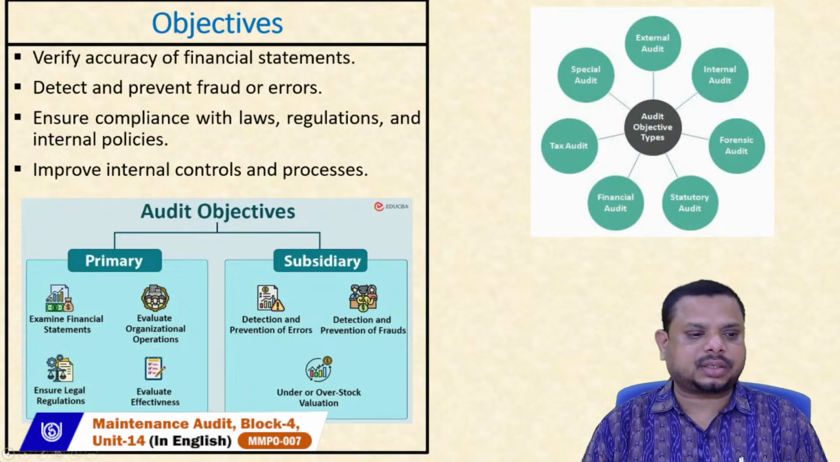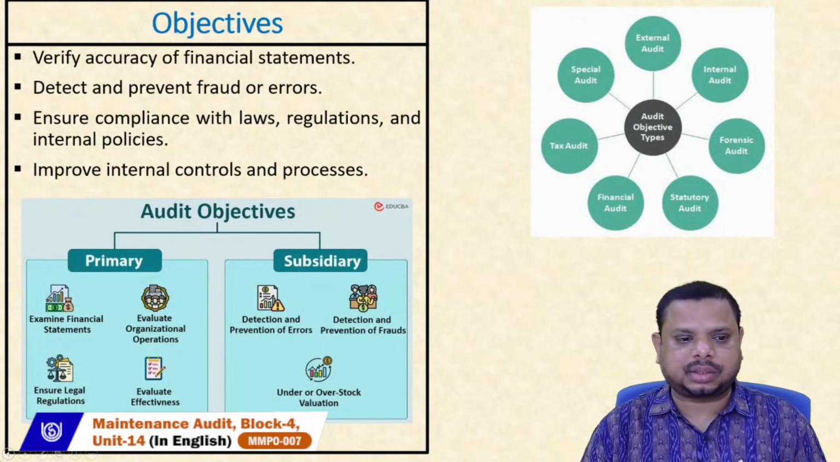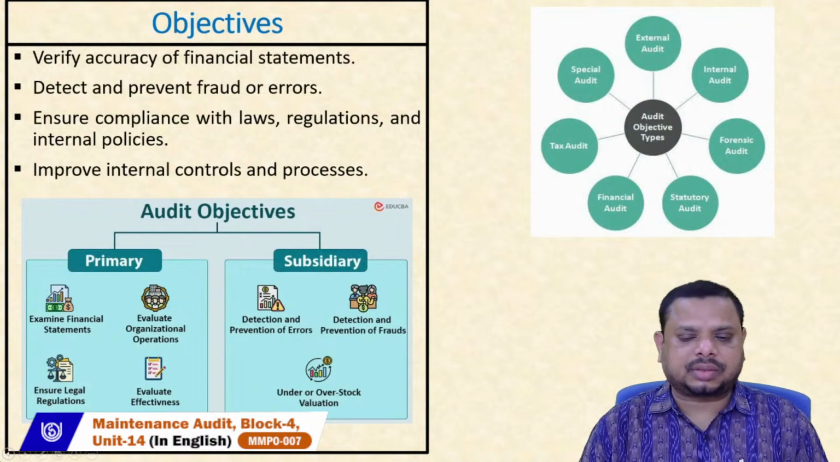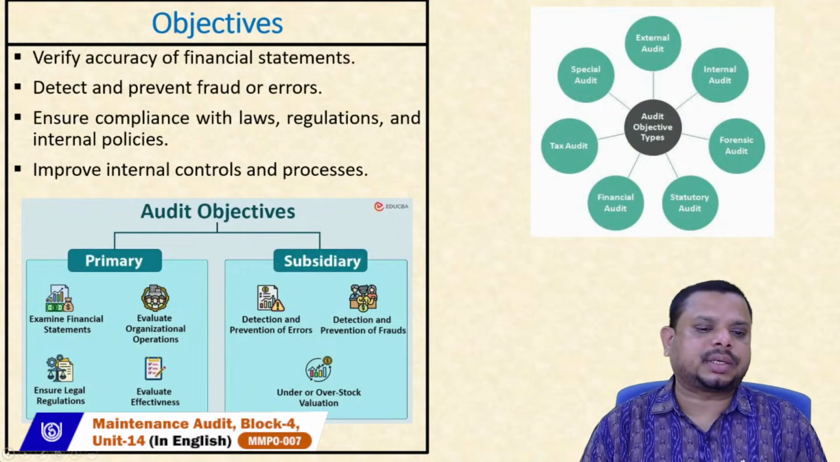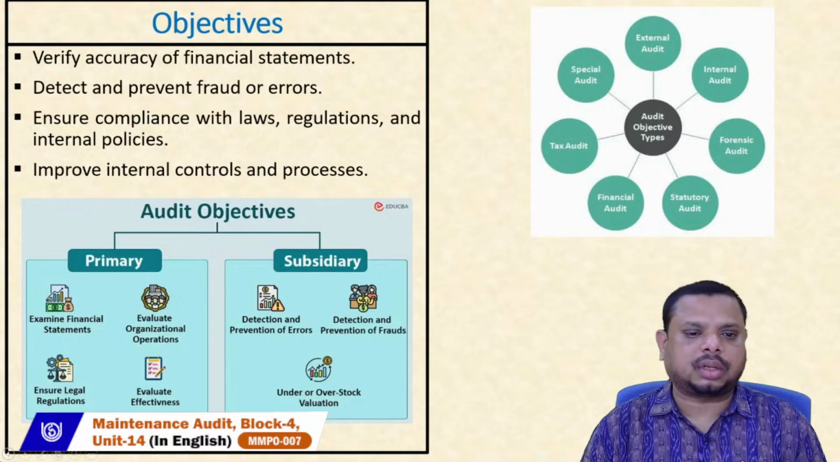So in most cases, if you observe, audit is classified into two parts. One is primary and the second one is subsidiary. Under primary, we go for investigating or examining financial statements, then evaluation of organizational operations, then ensuring legal regulations, and the last one is evaluating effectiveness. And in the case of subsidiary, we go for detection and prevention of errors, detection and prevention of frauds, and an overstock valuation should be done under the subsidiary.